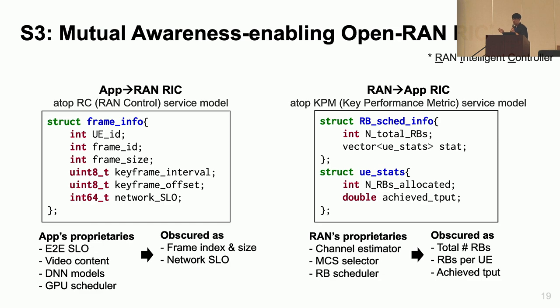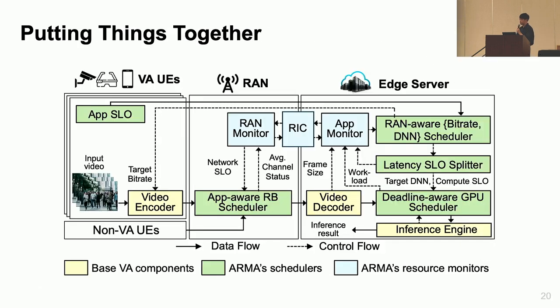Finally, the last component is a signaling interface between the app and RAN schedulers. For this purpose, we leverage the RAN intelligent controller, which is being actively standardized in the Open RAN community. Our key idea here is to exchange the necessary scheduling information in a minimal obscured format that does not leak any operational proprietary information between the operators. For example, the application-to-RAN interface only shares the frame size, network deadline, and the frame type, and hides the application video content, DNN models, and so on.